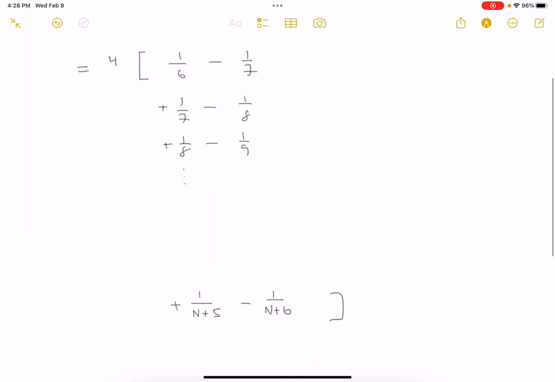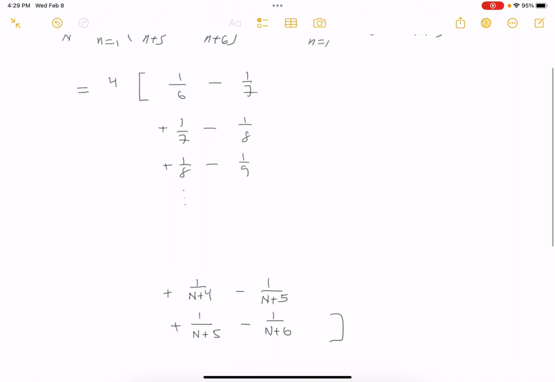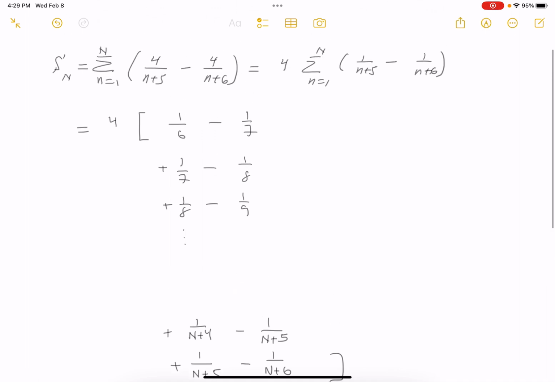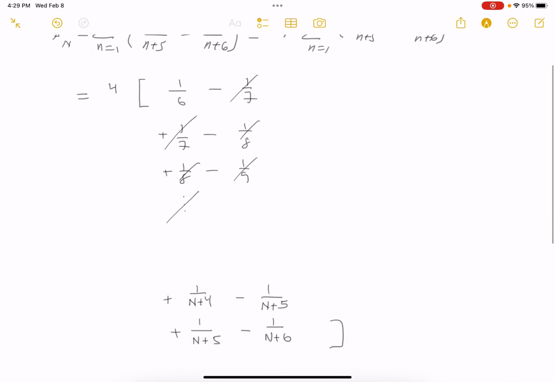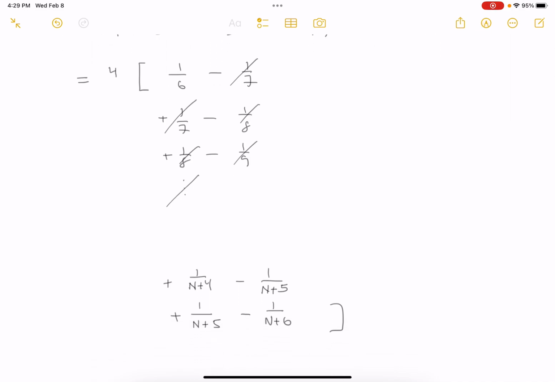I always like to move backwards too on the problem, and by doing that I have to know the pattern. So this will be 1 over n plus 4, and this will be 1 over n plus 5, right? Go back 1. Immediately I'm seeing a really large number of cancellations. For example, this cancels, and going backwards, this would cancel, and everything in between cancels as well.